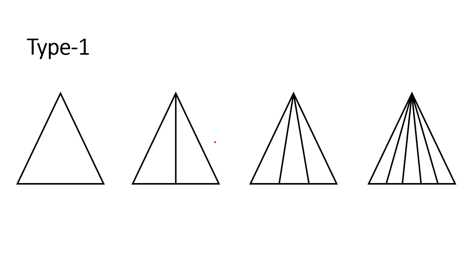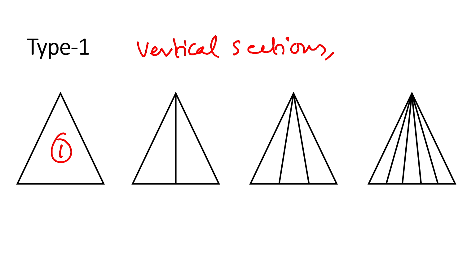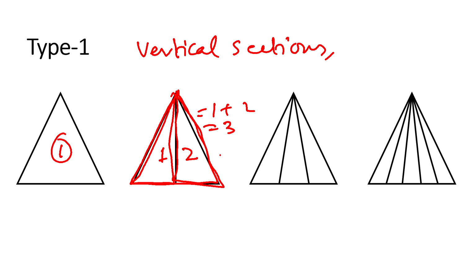So type 1 we have when the triangle is divided vertically. So as you can see in the first one, you can simply say that there is only one triangle. In the second one, what we will do, we will number them 1 and 2. Simply add them. 1 plus 2 became 3. So as you can see over here, one triangle, second triangle, and whole third triangle. So there are 3 triangles.